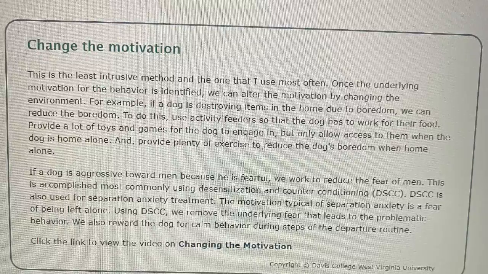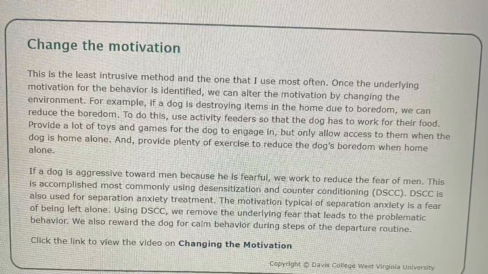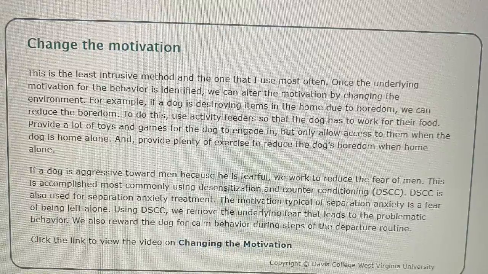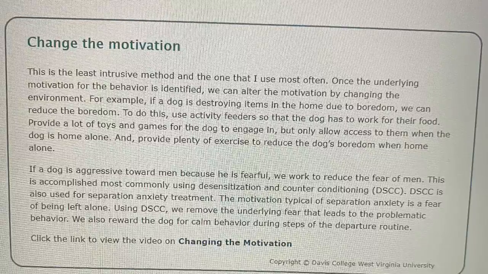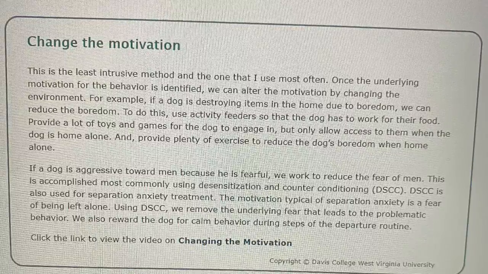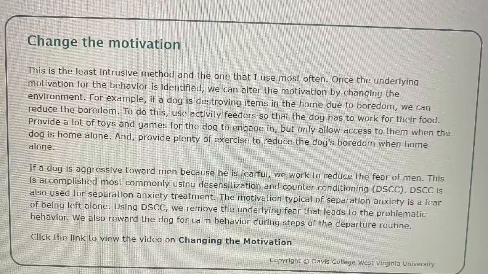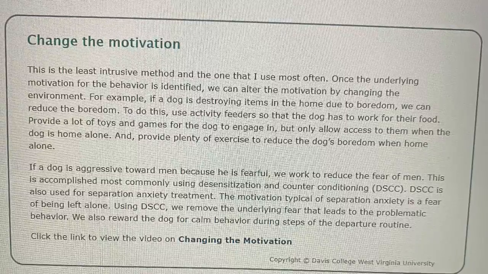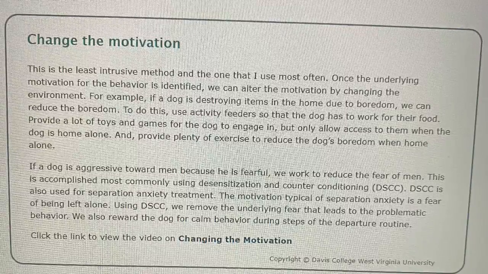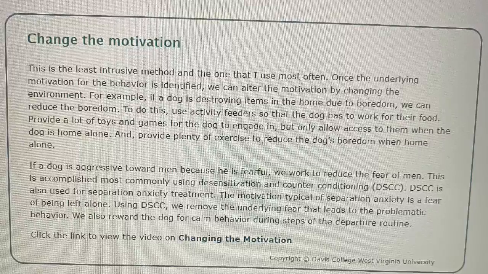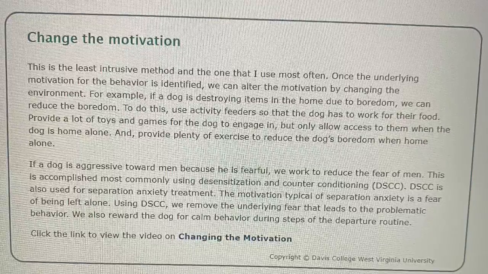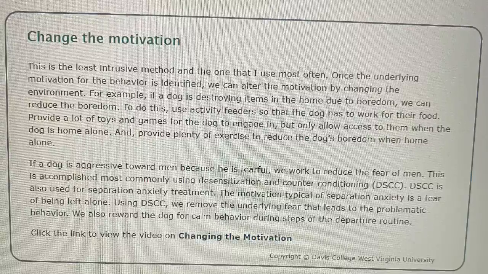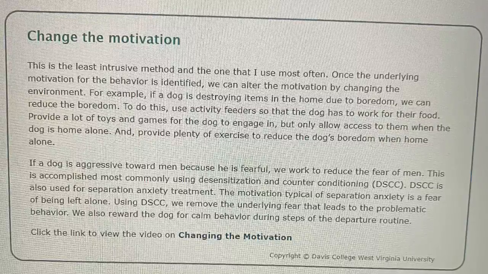If a dog is aggressive towards men because he is fearful, we work to reduce the fear of men. This is commonly accomplished using desensitization and counter-conditioning, DSCC. DSCC is also used for separation anxiety treatment. The motivation typically of separation anxiety is a fear of being left alone. Using DSCC, we remove the underlying fear that leads to the problematic behavior. We also reward the dog for calm behavior during steps of the departure routine.